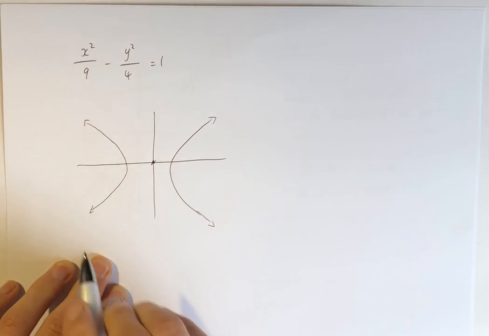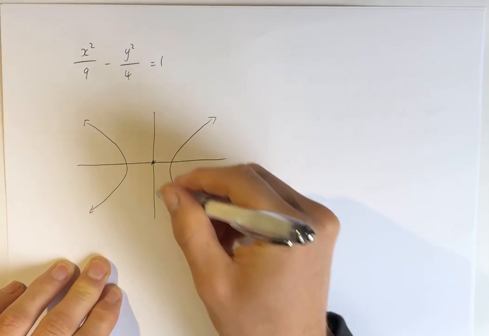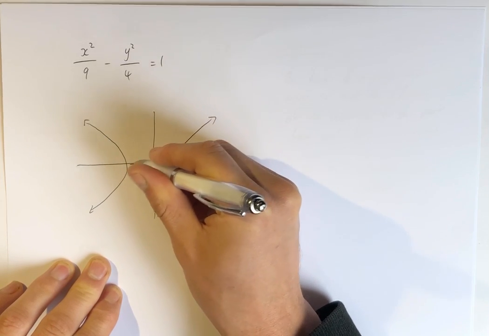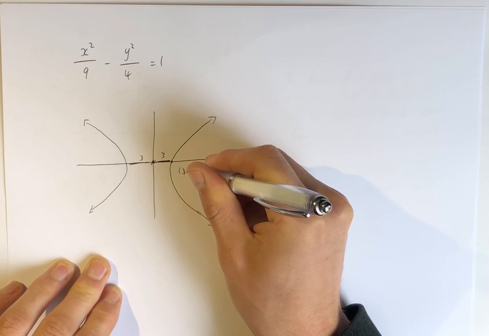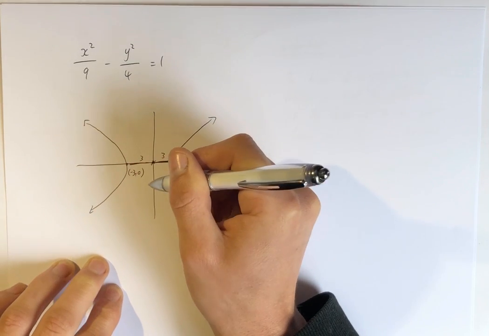Okay, now a we know is 3 because that was a squared, so a is 3. So that length there is 3, and that length there is 3. So the vertices are at (3, 0) and (-3, 0).